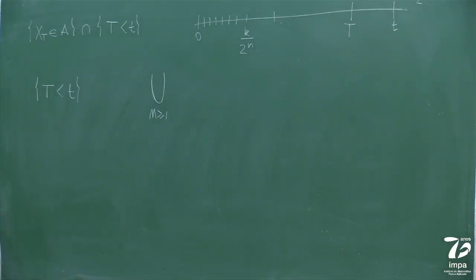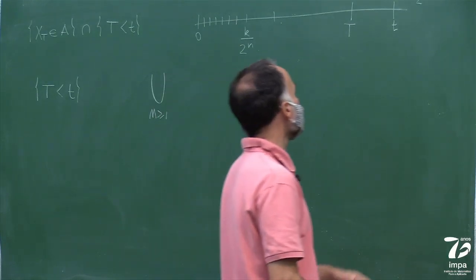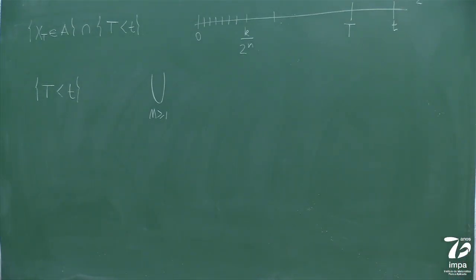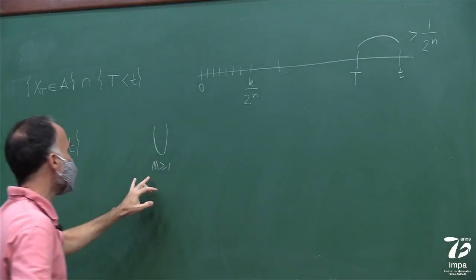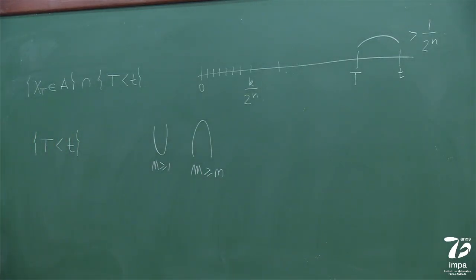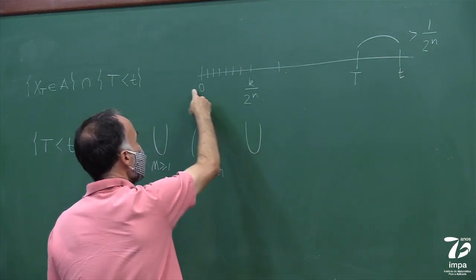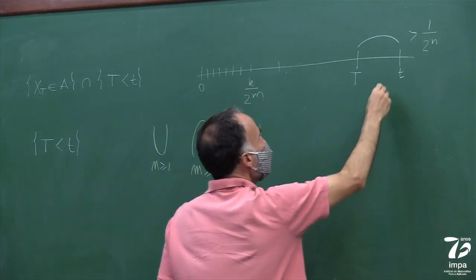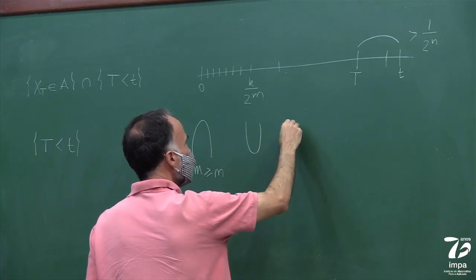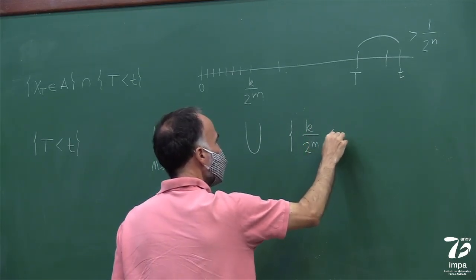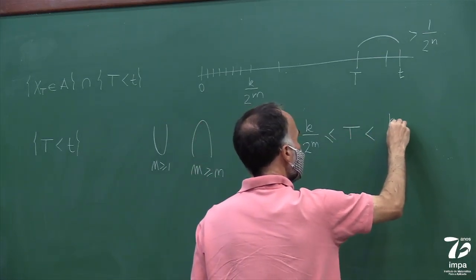What if you want it to be smaller? Larger, you'll see. So since T is smaller than t, I can find n for which this difference is larger than 1 over 2^n, and this holds for all n sufficiently large. So there exists an n such that for all m larger than n, there exists a k. So I will divide this interval in now intervals of size 1 over 2^m. And what I claim is that T will belong to the interval [k over 2^m, (k plus 1) over 2^m).